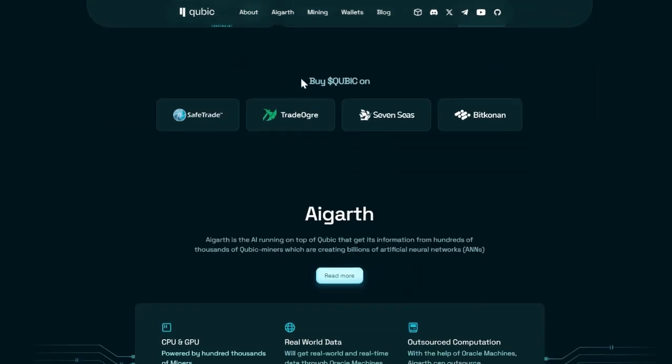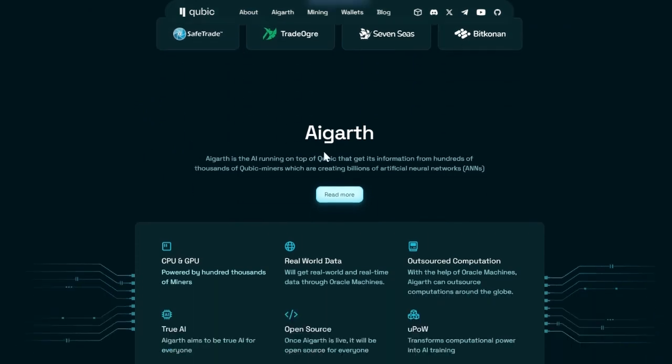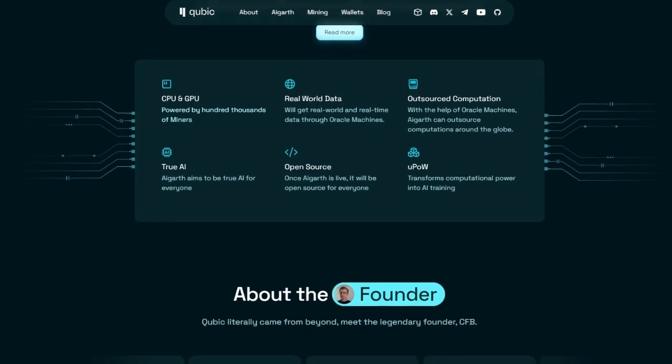Then if you want to know where to buy Qubic, here's the information that you're looking for. These are links to the exchanges where it's traded right now, and when it gets added to more exchanges, they'll be added here. And then they talk about AGART here, and we can read more about it. But as it says, AGART is AI running on top of Qubic that gets its information from hundreds of thousands of Qubic miners, which are creating billions of artificial neural networks. And we'll look at that in more detail in a second.